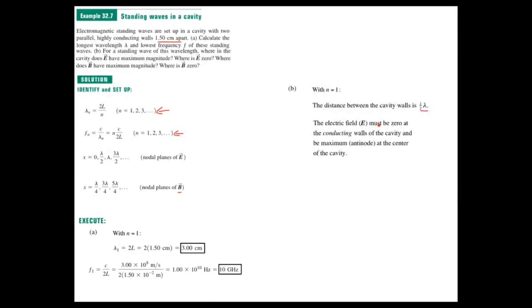So the nodes have to be at each end of the cavity, and the maximum electric field, of course, must be at the center of the cavity. In contrast, the magnetic field is just the opposite. It has antinodal planes at each wall and is 0 at the center of the cavity. Another way to think of these standing waves is in fact resonant modes of the cavity. So these look like the resonant modes on a string. So this n equal 1 is the fundamental, n equal 2 is the first harmonic, and so forth. And this ends example 32.7.